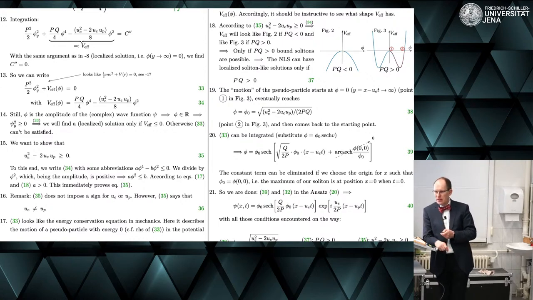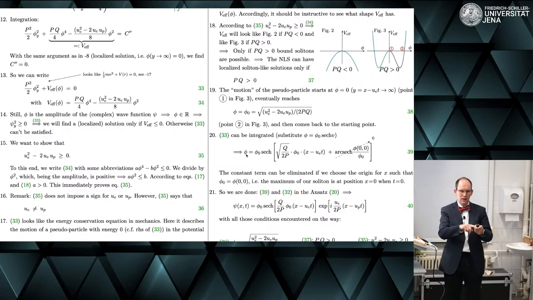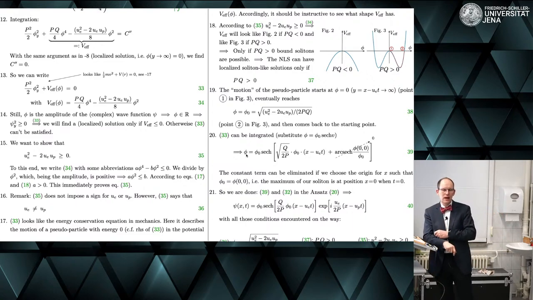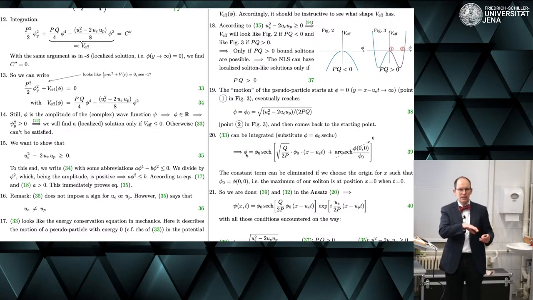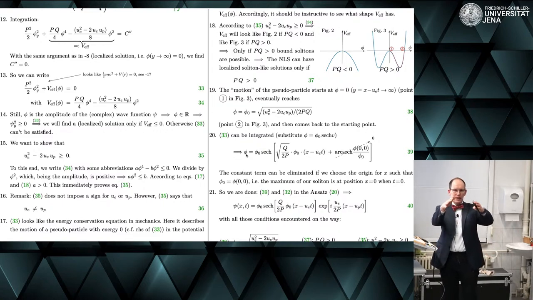Okay. So this equation here can easily be integrated. And what you find then is the secant hyperbolicus for the amplitude. On first glance, it looks like a Gaussian. But if you look at it logarithmically, the Gaussian looks like a parabola on a logarithmic scale, whereas this has wings that go down linearly.